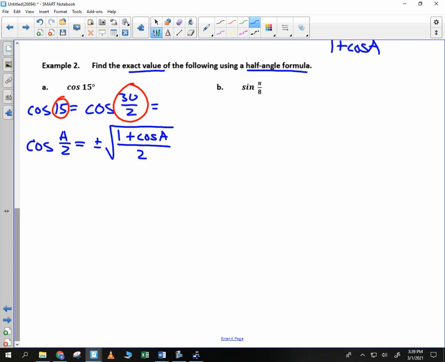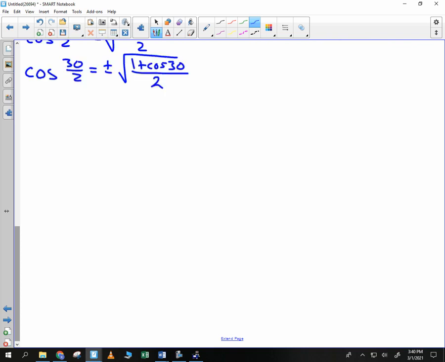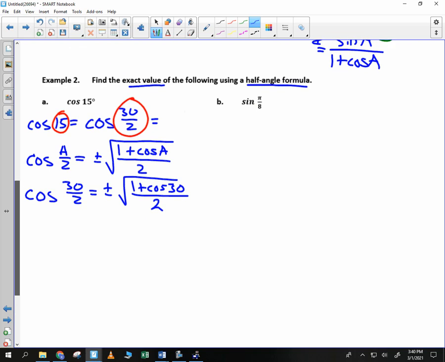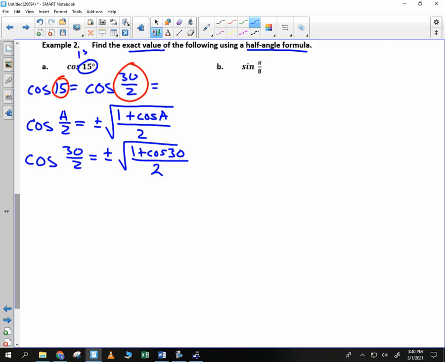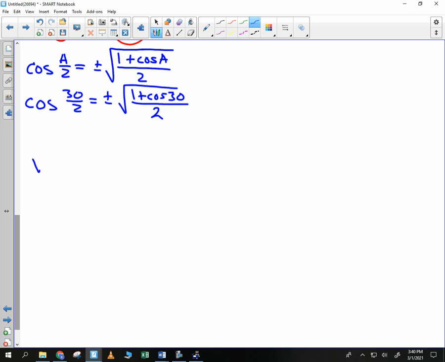So in this situation, we put 30 in for A. So we have the cosine of 30 over 2, which is 15. It's equal to plus or minus the square root of 1 plus the cosine of 30, divided by 2. So that's what we want to simplify. Well, we start with the plus or minus. In order to decide plus or minus, we just have to look at 15 degrees. Is that going to be in the first quadrant, second quadrant, third quadrant, fourth quadrant? The answer is that it's the first quadrant. And because it's in the first quadrant, cosine is going to be positive. So we just make it positive square root of.